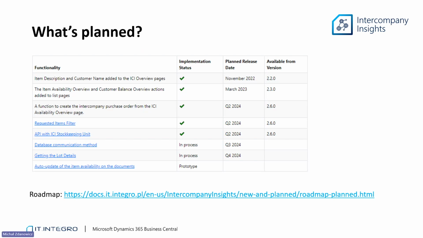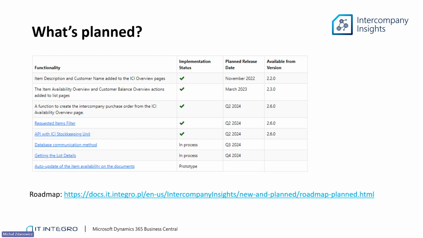In the load details, you'll be able to see what the lot numbers are, what the serial number is, what the expiration date is, and whether the lot is blocked or not. That information will make this app more useful also for other industries where lot tracing is crucial. And also auto update of the item availability on the documents.